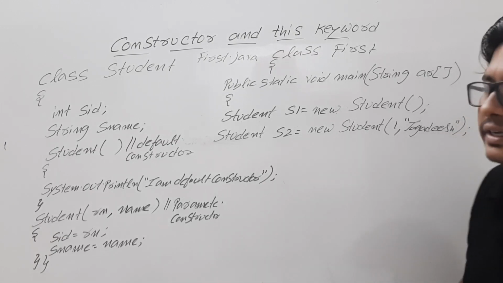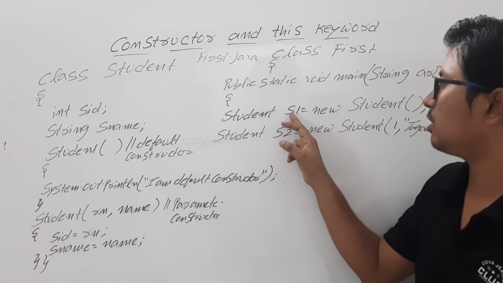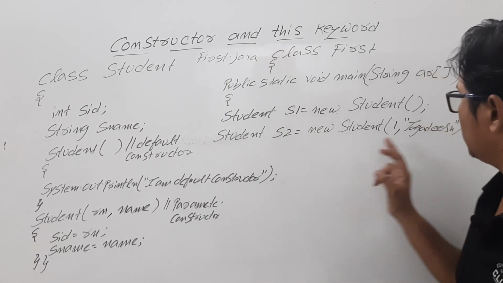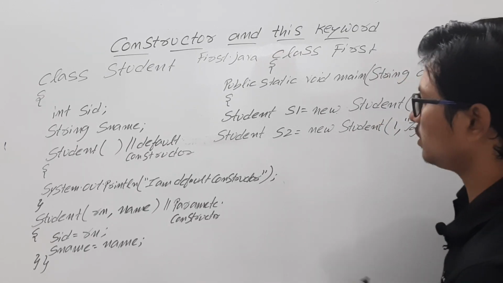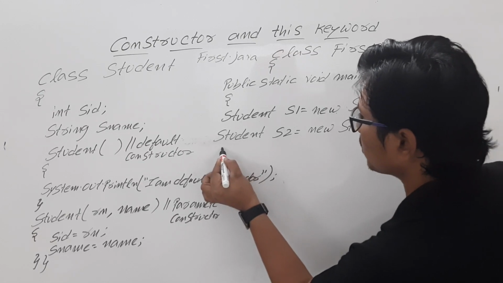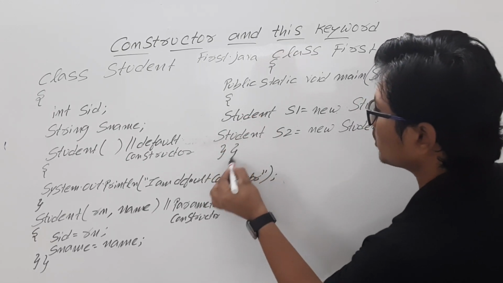So now look here. You are creating two objects, object S1 and object S2. This time you are passing the parameters. Then if you execute this program, let me close the main method and let me close the class.